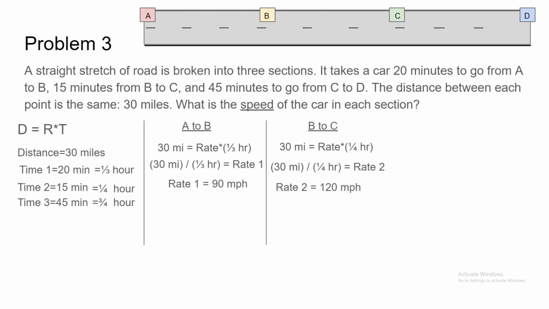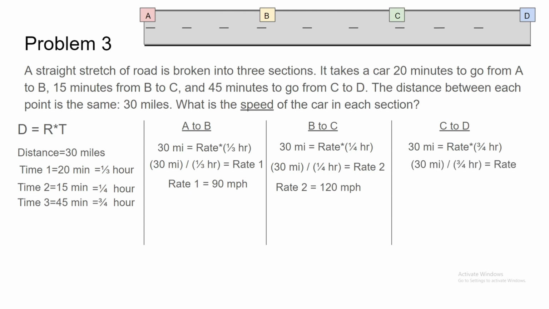You can tell this guy is absolutely moving, 120 miles an hour. He's probably breaking some speed limits. Well, let's see if he continues this pace. So last section, C to D, same distance, different time. Let's plug in 30 miles and 3/4 of an hour. So here we got 30 miles is equal to our rate times 3/4 of an hour. We are going to divide by 3/4 on each side.